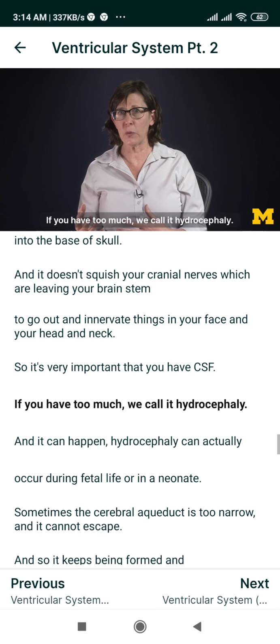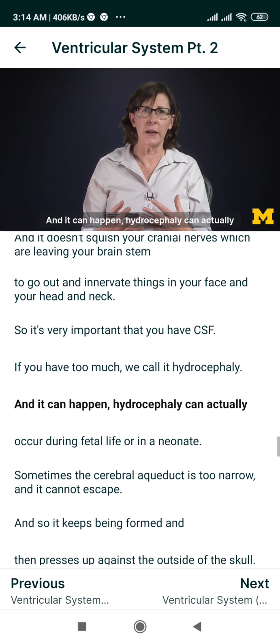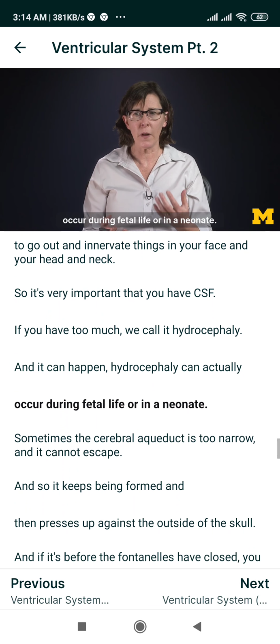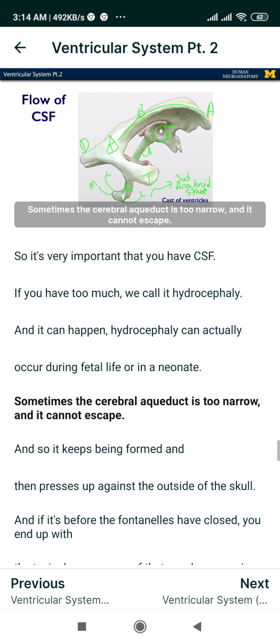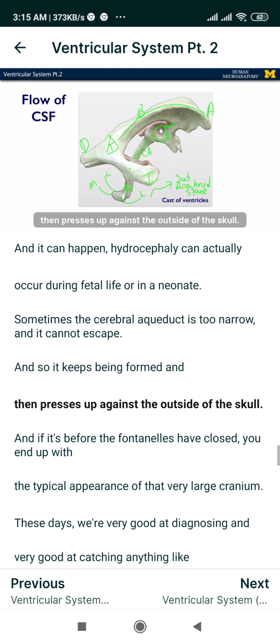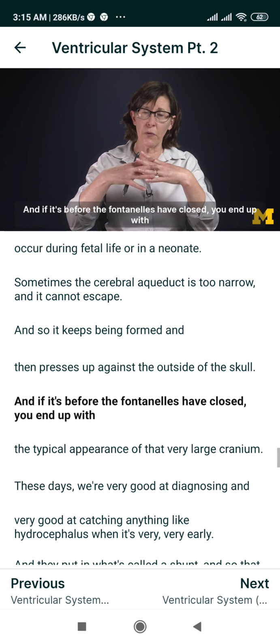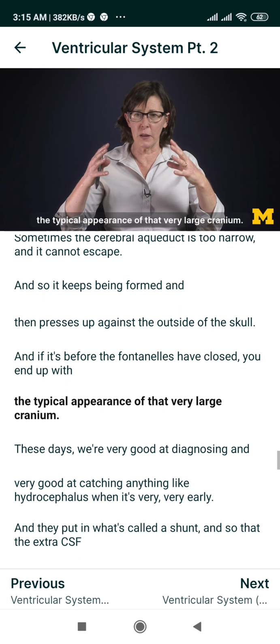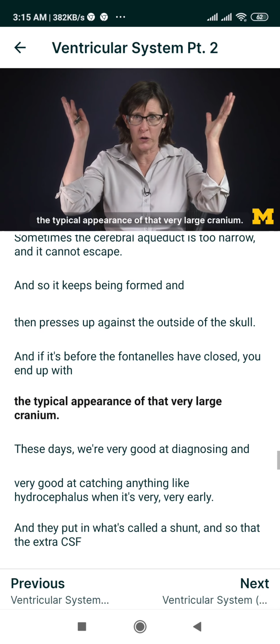If you have too much, we call it hydrocephaly. And it can happen. Hydrocephaly can actually occur during fetal life or in a neonate. Sometimes the cerebral aqueduct is too narrow and it cannot escape, and so it keeps being formed and then presses up against the outside of the skull. And if it's before the fontanelles have closed, you end up with the typical appearance of that very large cranium.